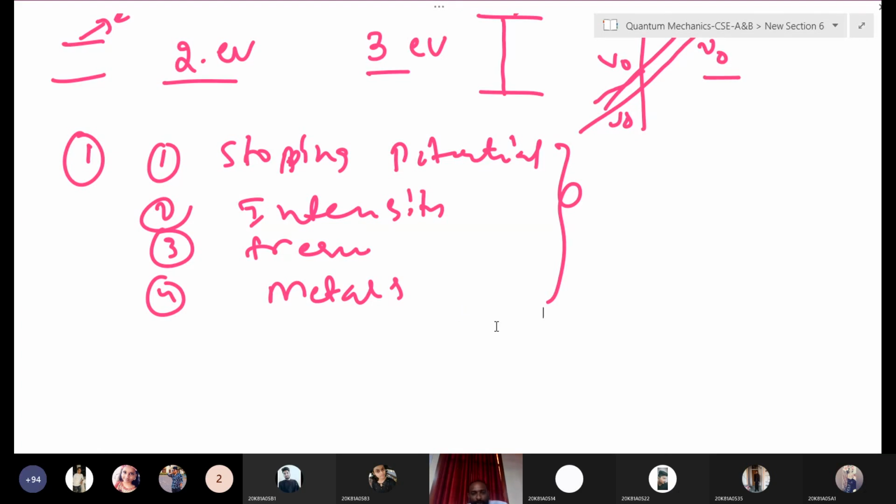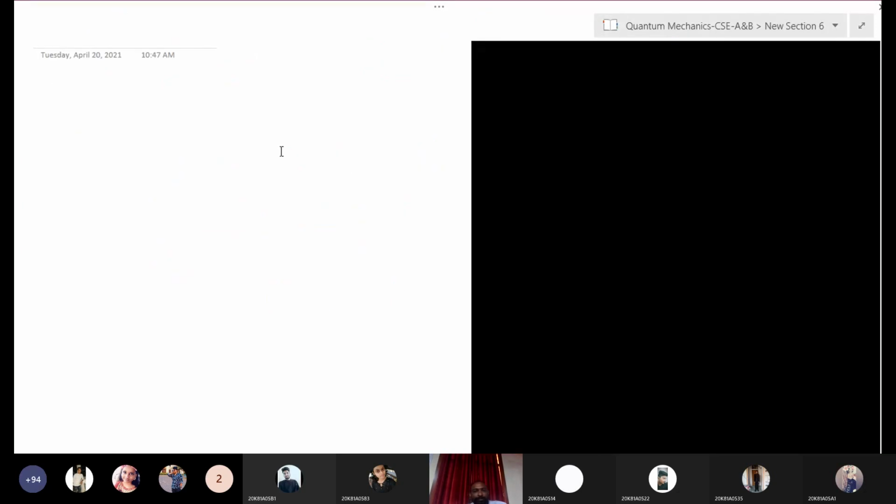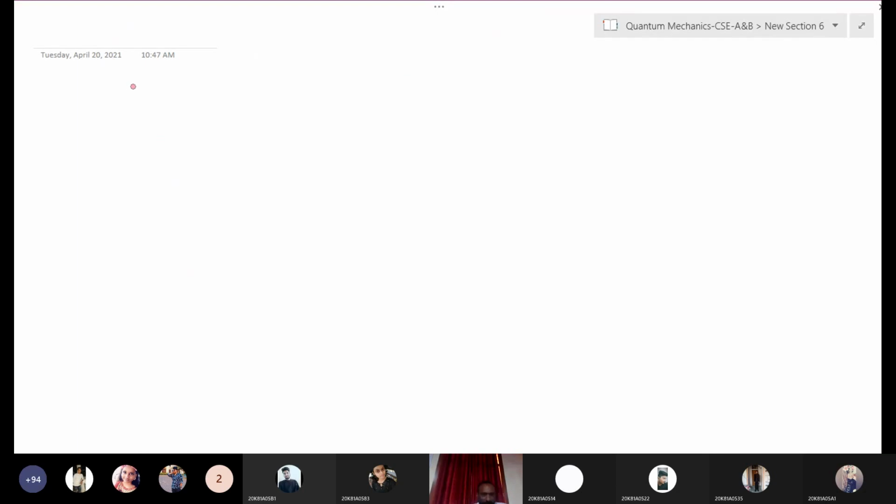Here what we know, what is the value of Planck's constant? What is the value of h? 6.626 times 10 to the power of minus 34 joule-seconds. Yeah, very good.